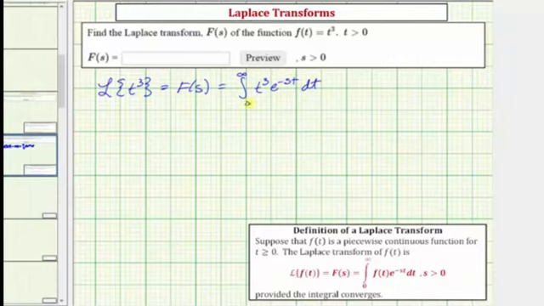Notice how here we have an improper integral, so we need to rewrite this using limit notation. This is equal to the limit as b approaches infinity of the integral from, instead of from 0 to infinity, we'd have from 0 to b, again because b is approaching infinity, of t to the third times e raised to the power of negative st dt. Now for our next step, we'll find the indefinite integral of t to the third e to the negative st with respect to t. Then we'll come back here and find the definite integral and then determine the limit.